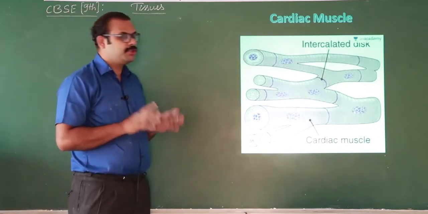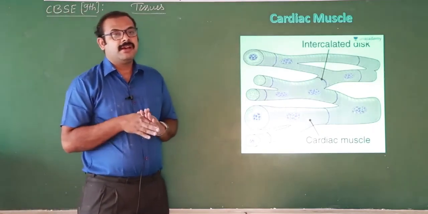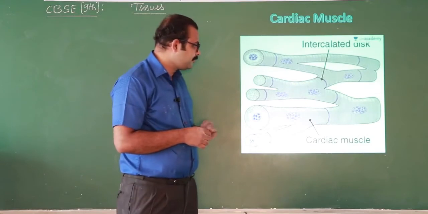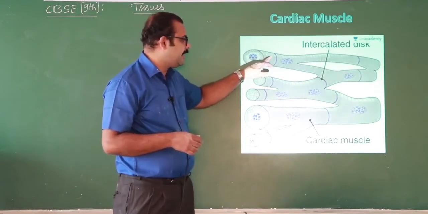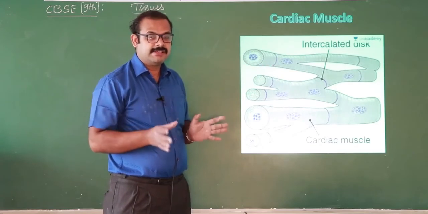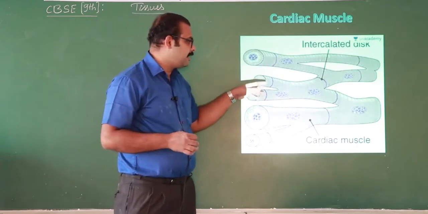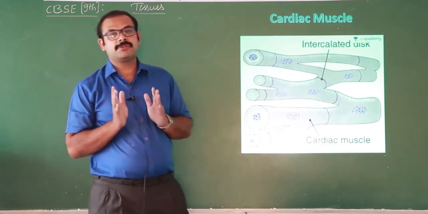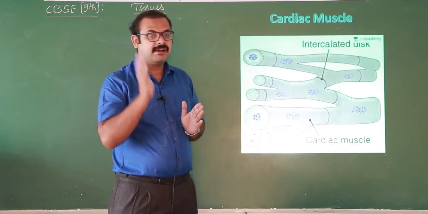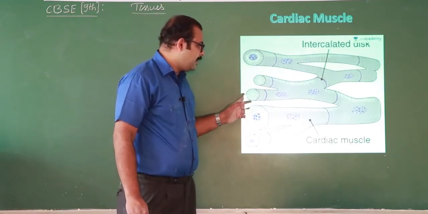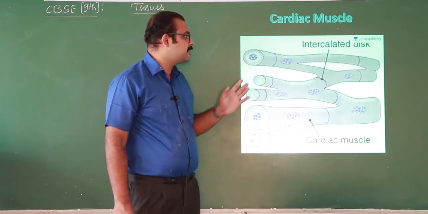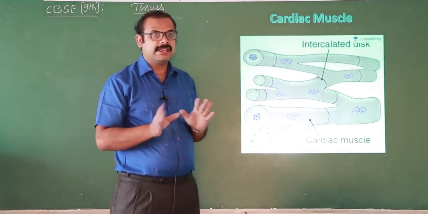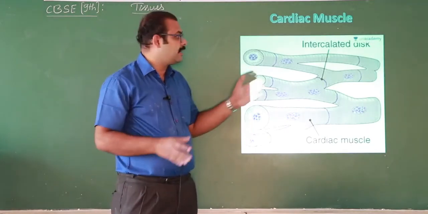This cardiac muscle shows properties of both striated and unstriated muscles. Here it is branched, and it contains light and dark bands, just like striated muscles. And unlike smooth muscles, its function cannot be controlled. So it shows properties of both striated as well as unstriated muscles. One more characteristic feature of cardiac muscle is that it contains intercalated discs. By that we can easily distinguish striated and cardiac muscles.